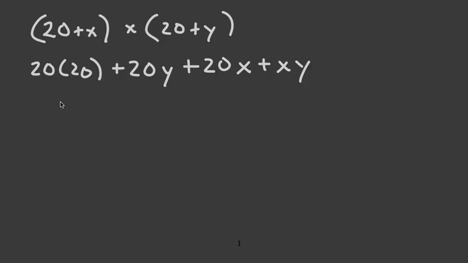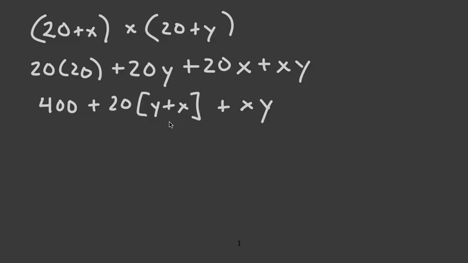We have 20 times, well, this is 400, right? This 20 times 20 is 400, and then we plus 20, and we can actually factor this a little bit, right? We can say 20 times y plus x. And then, of course, we have the last part here. This is plus xy.